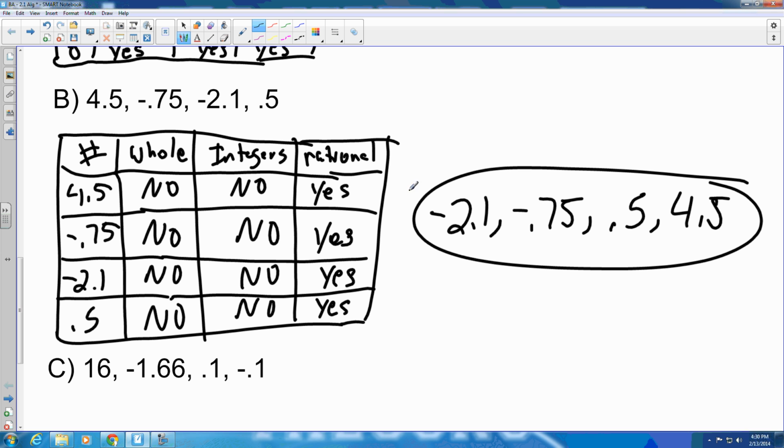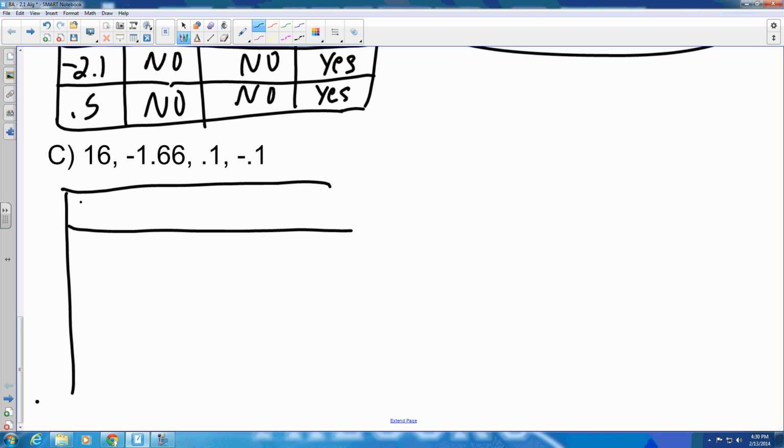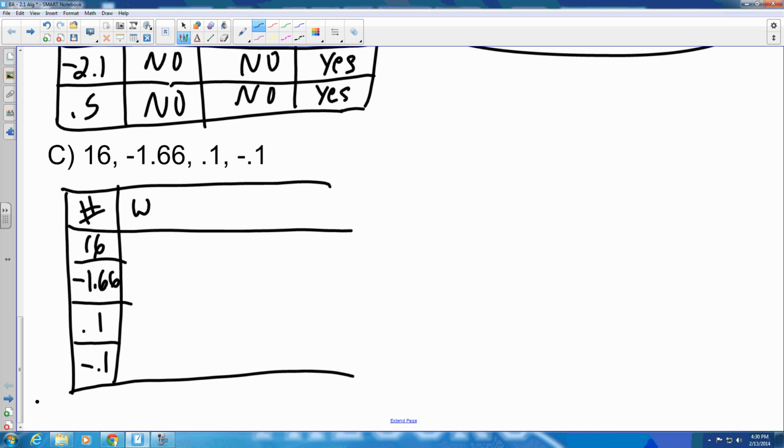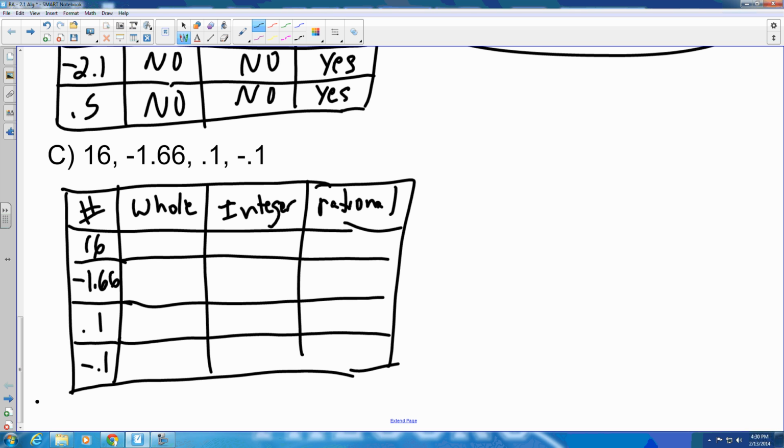Okay? And I'll do the last one. So the last one here is, again, same thing. I got numbers here. I got 16. I got negative 1.66. I got 0.1. And I have negative 0.1. So here, again, whole, integers, and rational. I know the table isn't that great, but it is what it is.